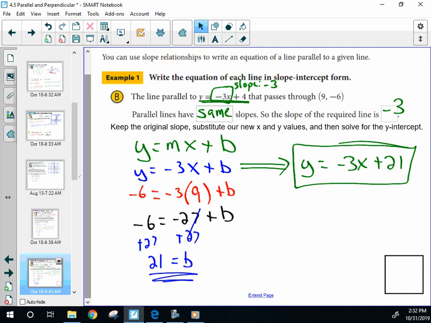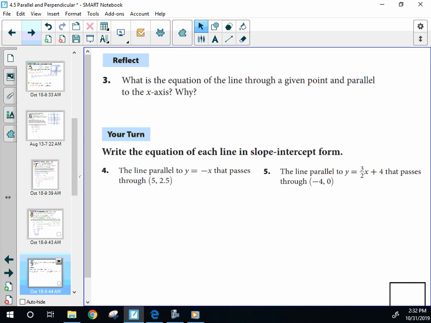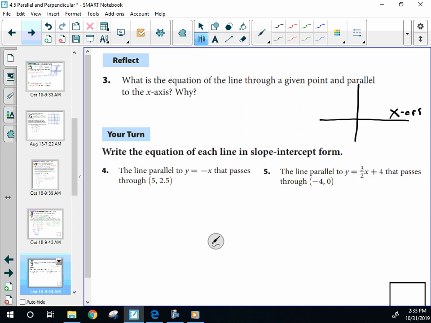As we reflect, question number 3 here says, what's the equation of the line given through a point and parallel to the x-axis. If I draw the x-axis here, and there's the y-axis, remember it has to be parallel to the x-axis. Means it's going to be a horizontal line. What can you tell me about the slope of a horizontal line?